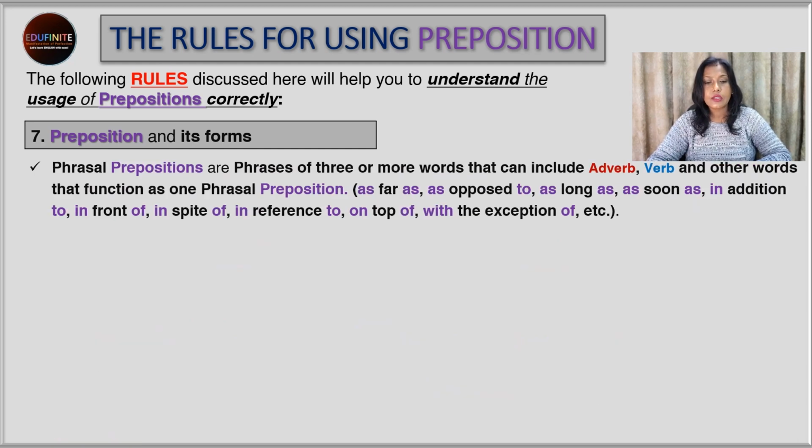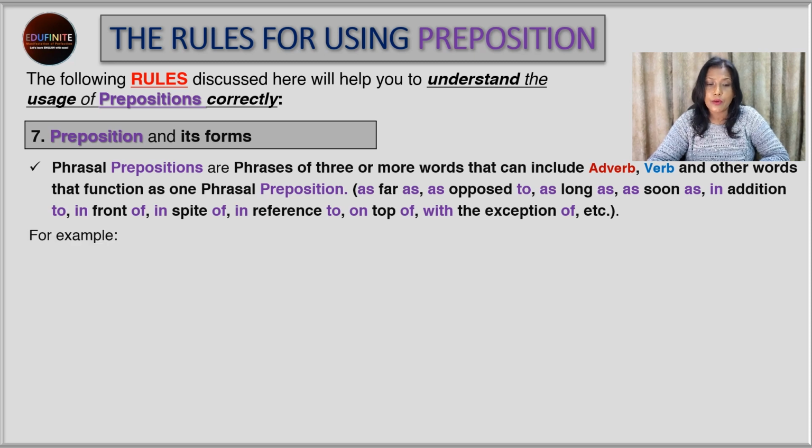Well, the last one is the phrasal preposition. Phrasal prepositions are phrases of three or more words that can include adverbs, verbs, and other words that function as one preposition. They can be three or more words, but together they function as one preposition. For example, as far as, as opposed to, as long as, as soon as, in addition to, in front of, in spite of, in reference to, on top of, with the exception of, etc.